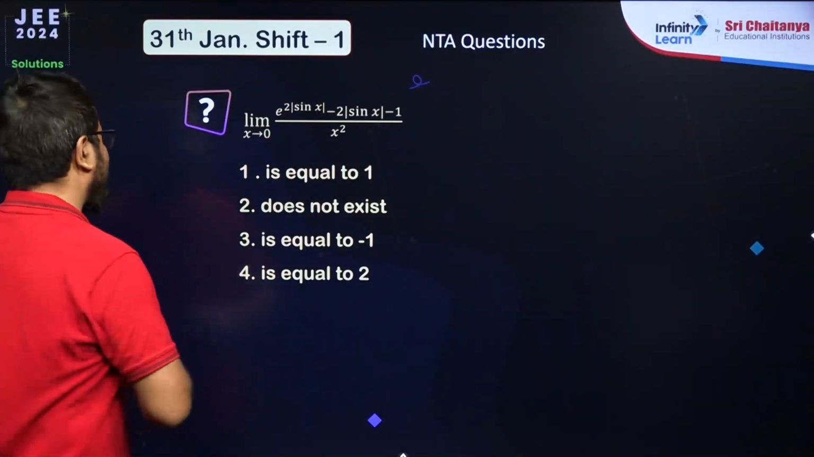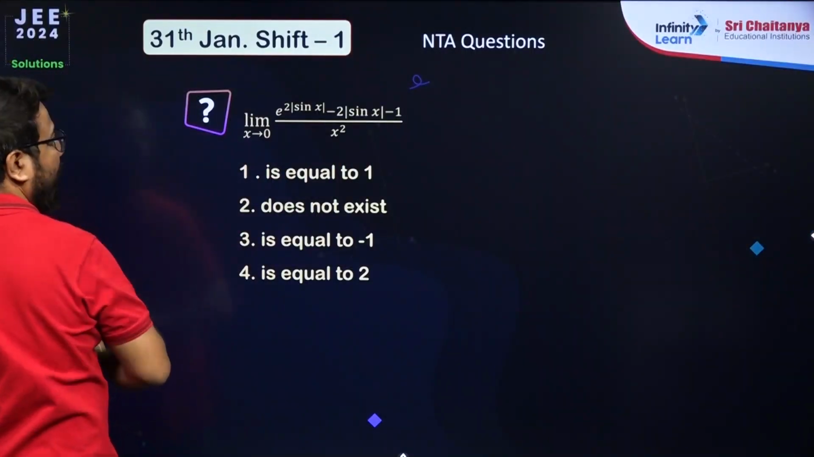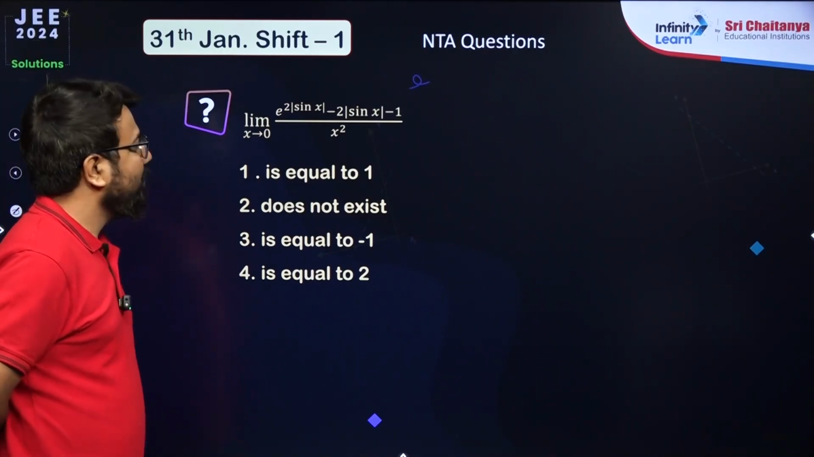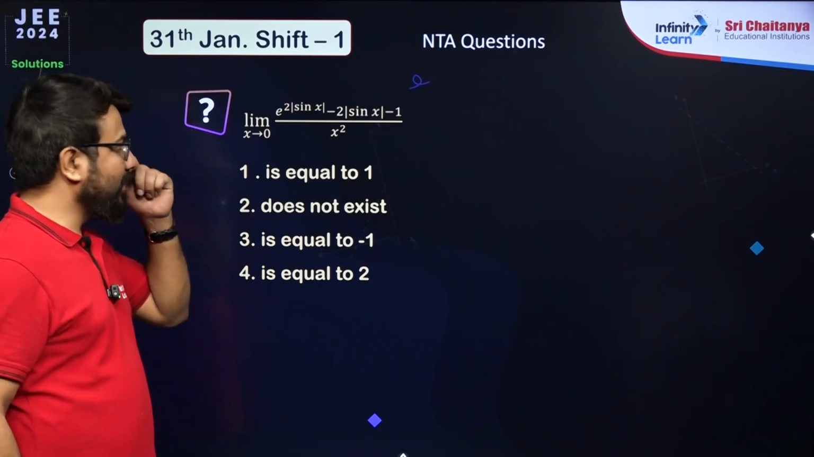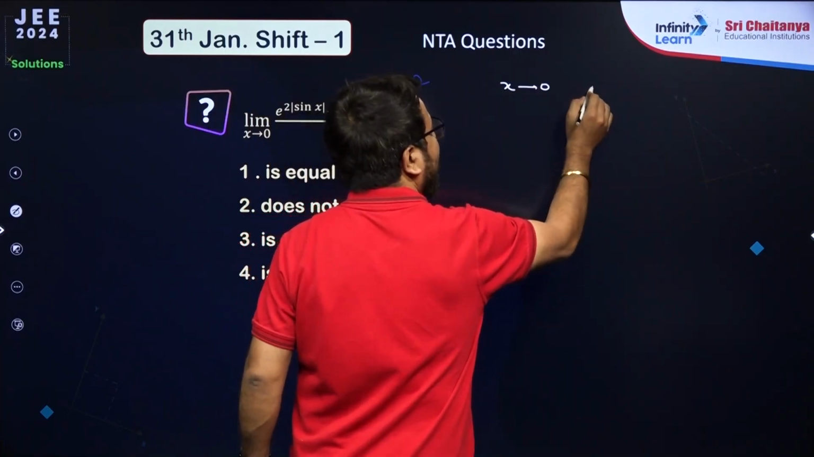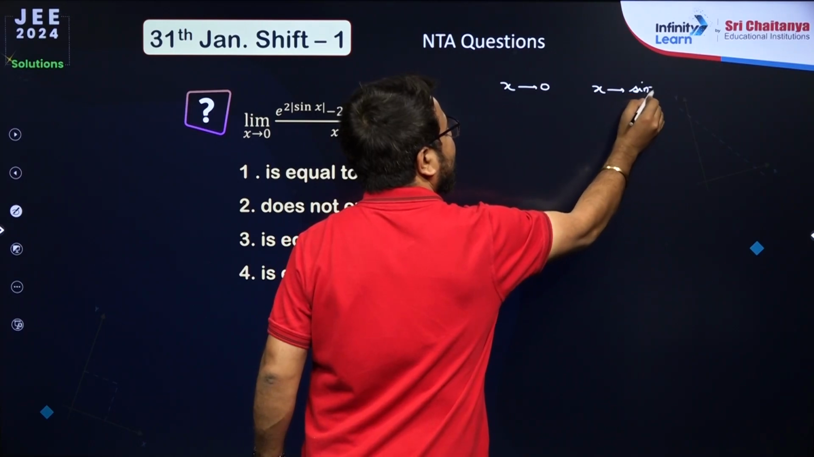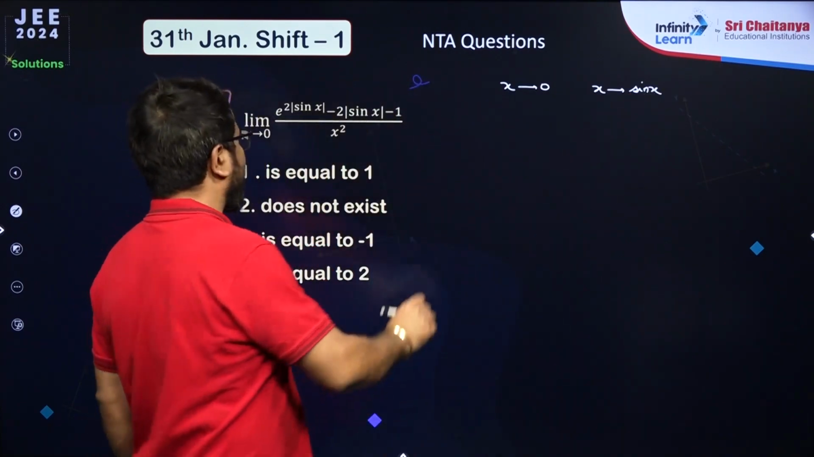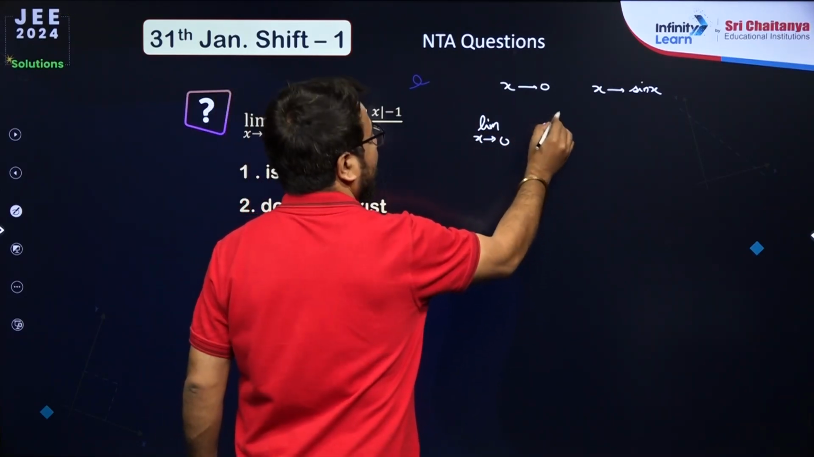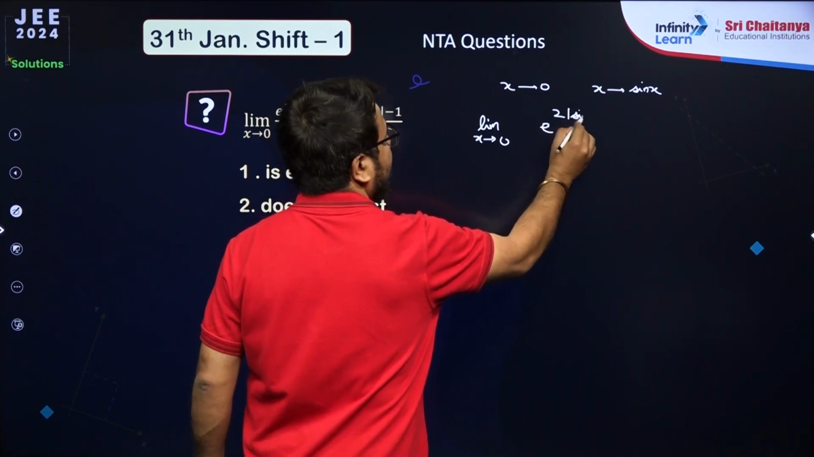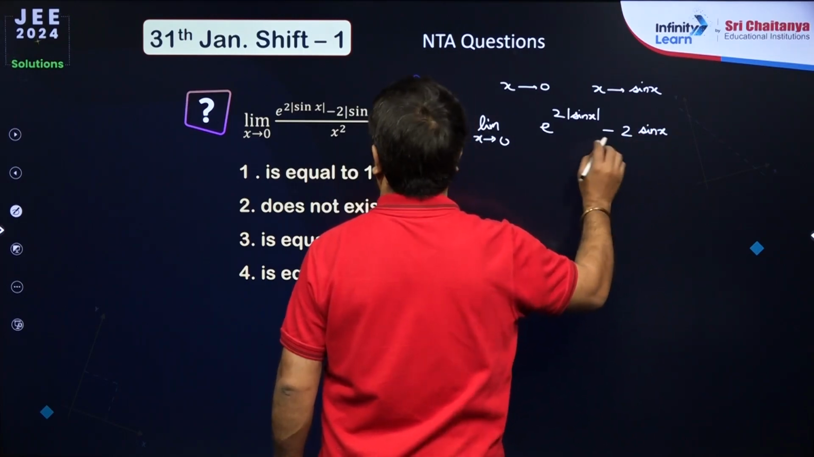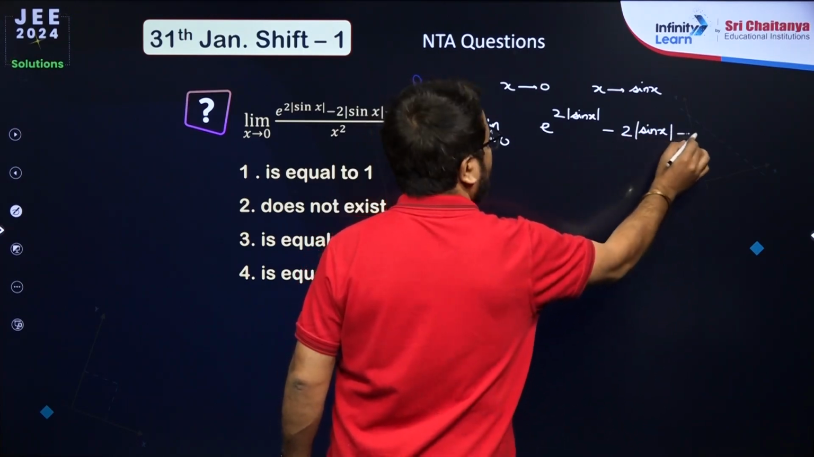This is a question based on limits, where the limit as x tends towards 0 of (e raised to the power 2 mod sin x, minus 2 mod sin x, minus 1) over x square. We need to find the value of this limit. Whenever x is tending towards 0, this is a very important point: x can be replaced with sin x, and moreover sin x can be replaced with x. So here I'm just changing the question first of all: limit x tending towards 0, e raised to the power 2 mod sin x, then minus 2 sin x, and then minus 1 over x square.